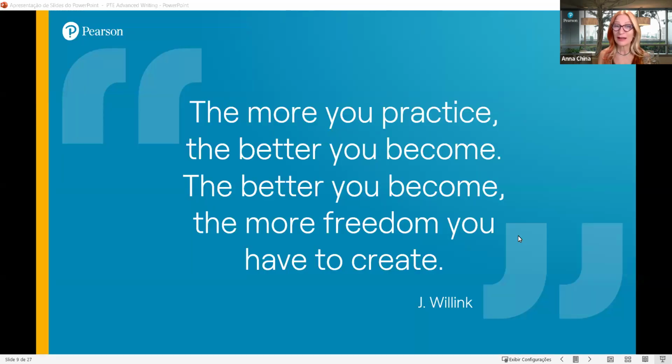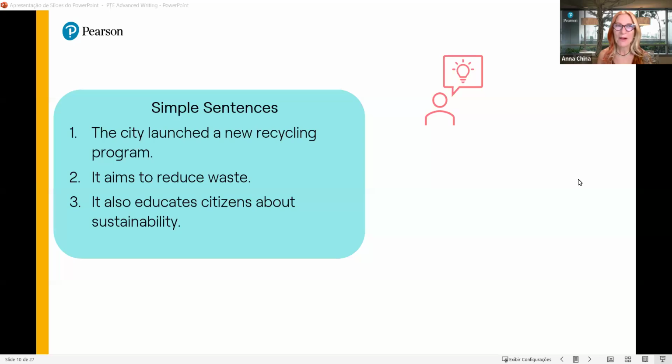Now, the more you practice, the better you become. The better you become, the more freedom you have to create. So, of course, we know that when they practice, they will learn and they will start to tackle it and crack it down. And they start to be more independent as students and as writers as well. It takes a little bit of hard work there, but they will get there.